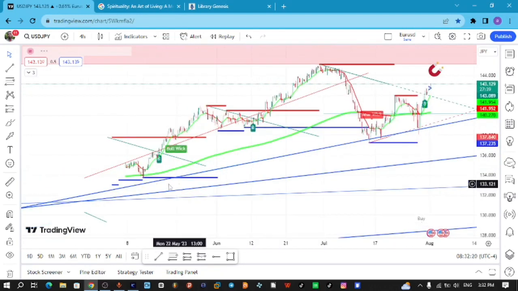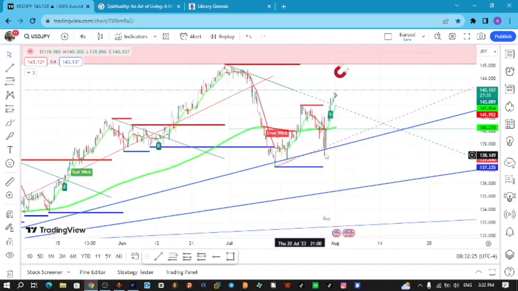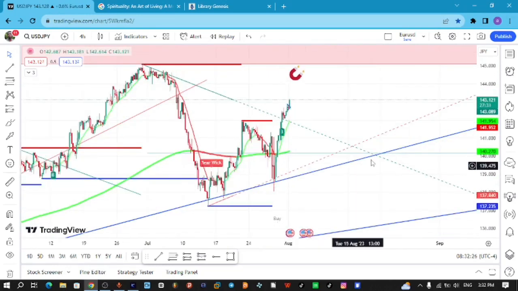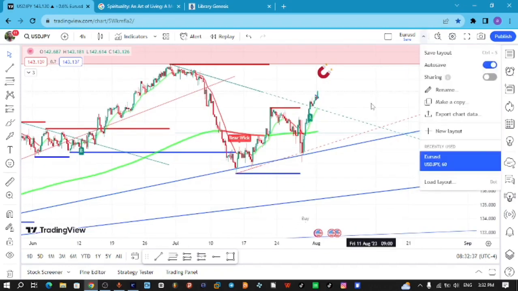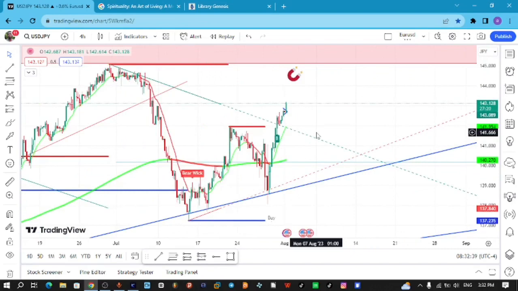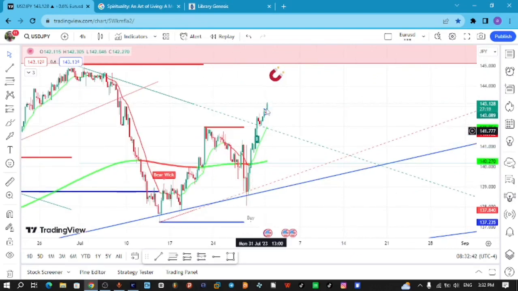As you can see, this trend line is still showing us the trend that the dollar yen is following. Okay, the price might just melt down and come down here. Okay, it can do that. No one knows what's gonna happen, but we have to follow the trend. Okay? When the trend is bearish, we have to sell. When the trend is bullish, we have to buy.